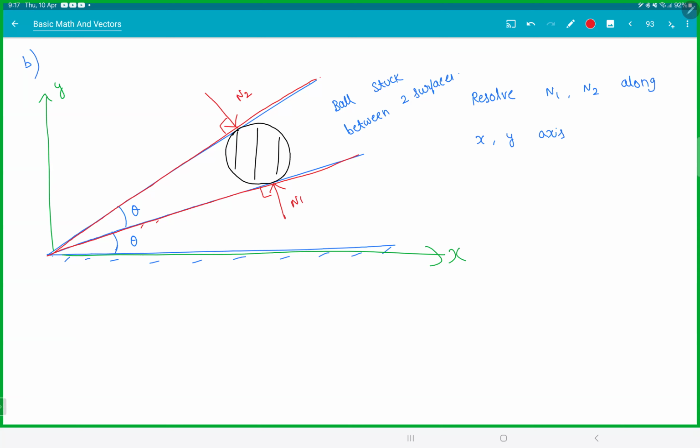Into horizontal is into sine theta, vertical is into cos theta. You got the angle wrong. Take an angle theta, theta. There are two thetas there.